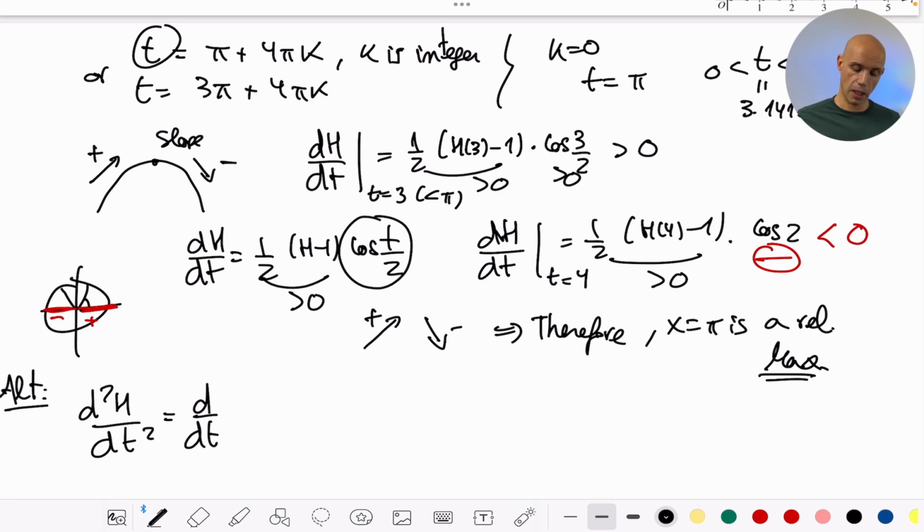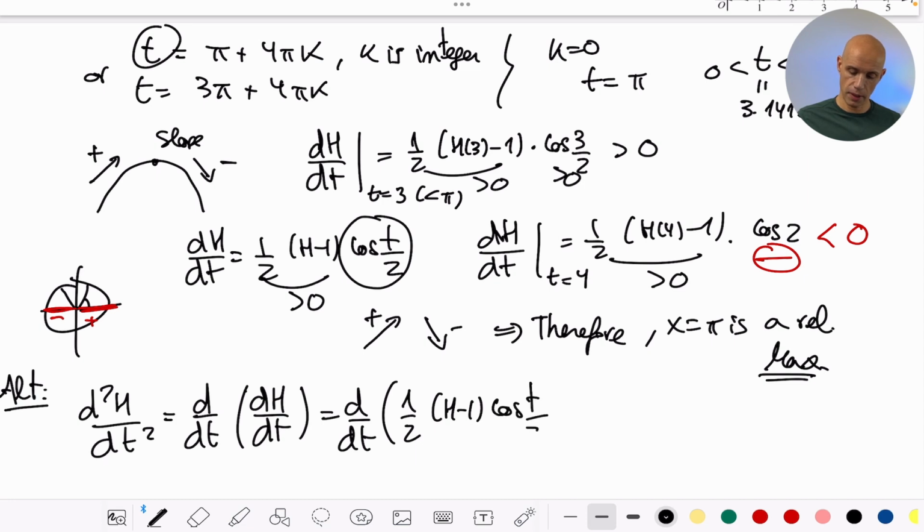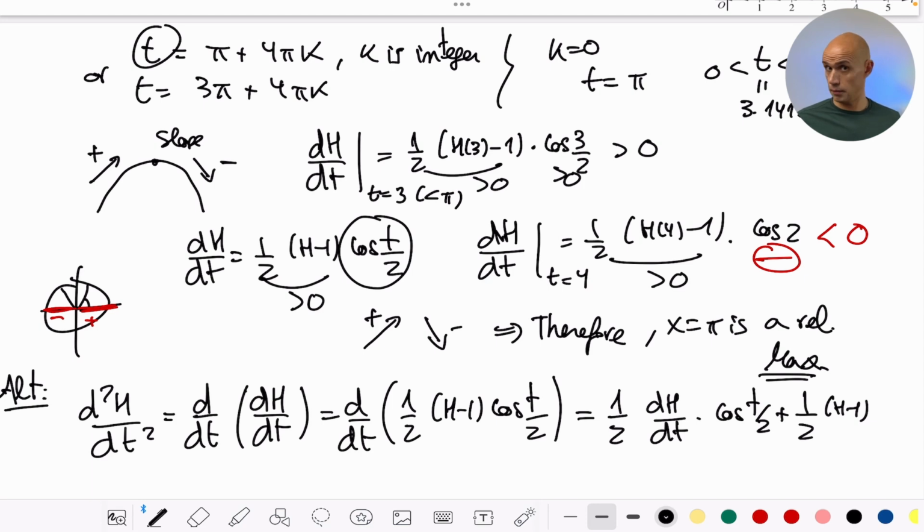So in this case, dh dt is another derivative, so we have to take another derivative, a bunch of derivatives. You will get to do thousands of derivatives in your life. So one more, that's not hard. And then you have a quotient here, so this is 1/2 times the derivative of h divided by dt, times cosine of t divided by 2, because it's a product, and then plus 1/2 h minus 1, and then the derivative of cosine. The derivative of cosine is minus sine, right? So multiply by minus sine t divided by 2, and then chain rule 1/2.